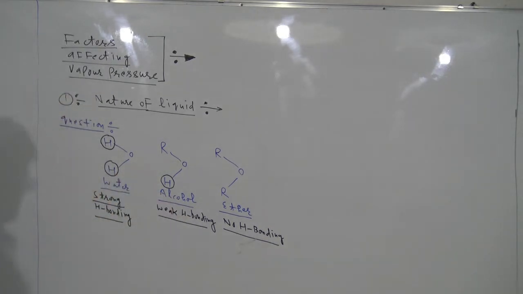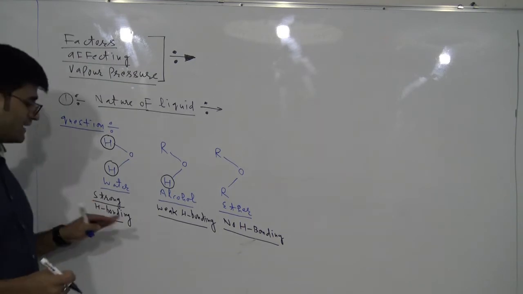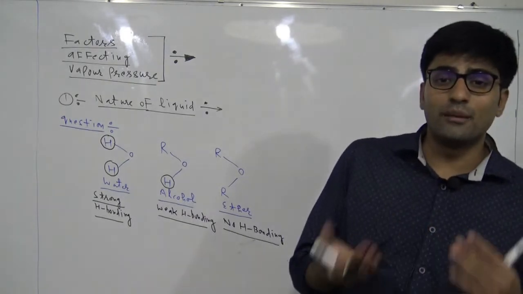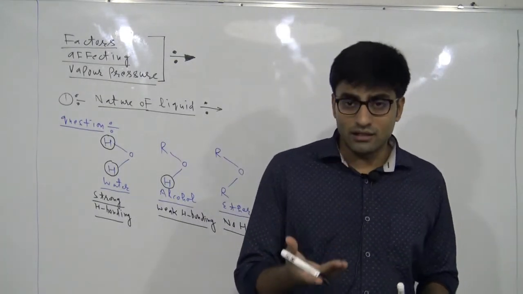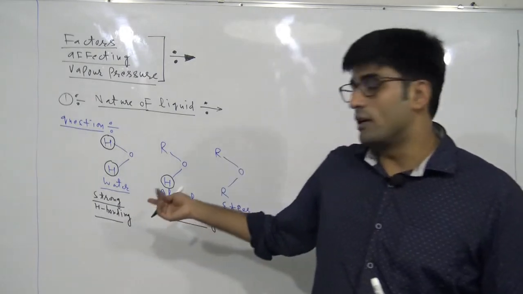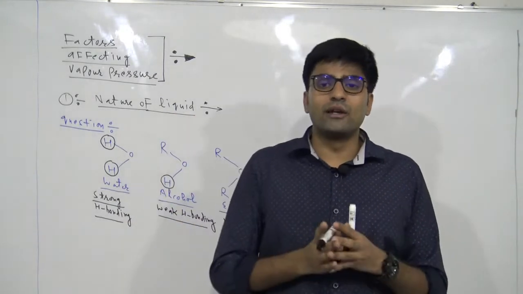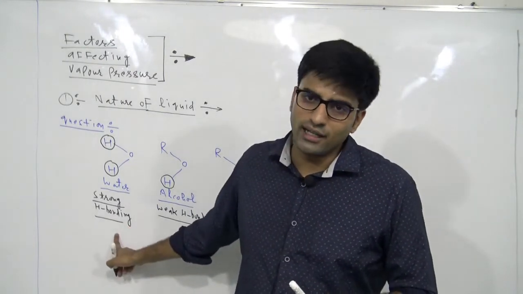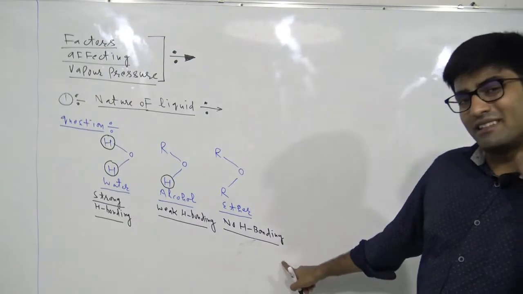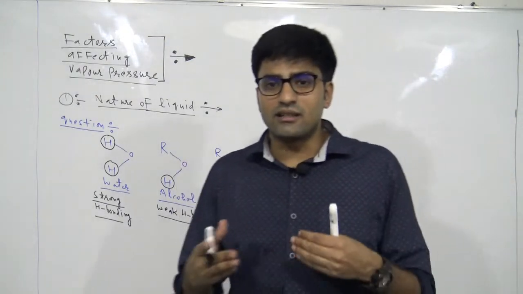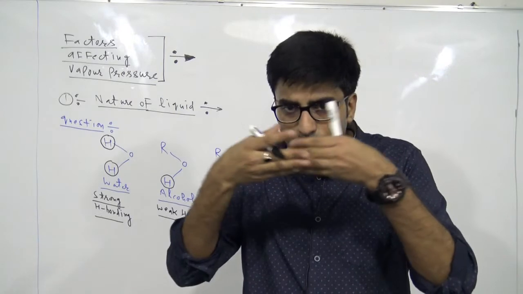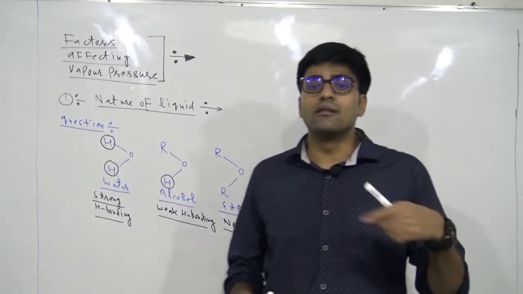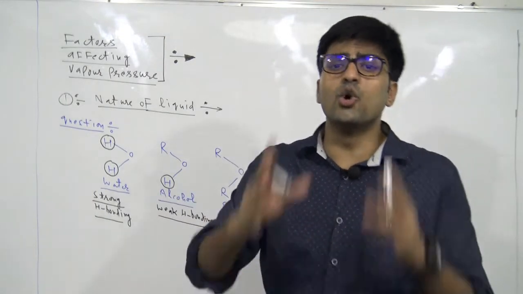Clear? Now what is the meaning? This strong hydrogen bonding means if you want to convert water into vapors, it will require more energy. It will require more energy to convert water into vapors because water molecules are strongly attracted to each other with the help of strong hydrogen bonding. Now what about ether? In case of ether, since intermolecular forces are weakest in the liquid particles, what does it mean? With less amount of energy or with less temperature, you can convert them into vapors.